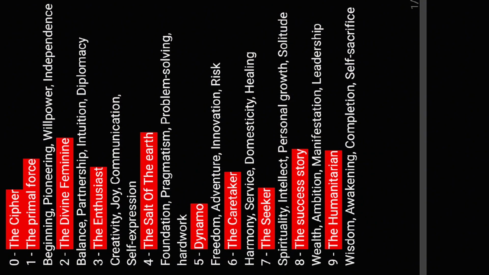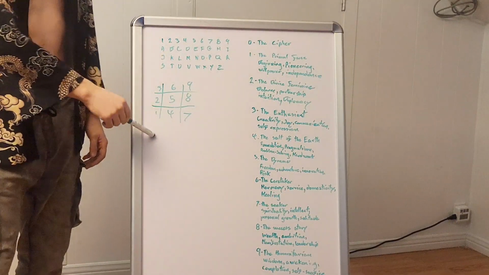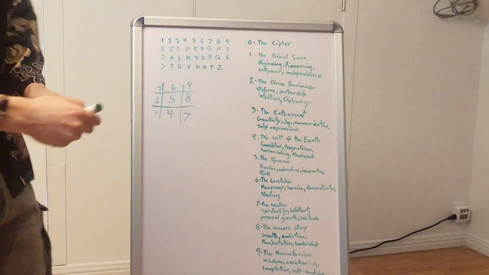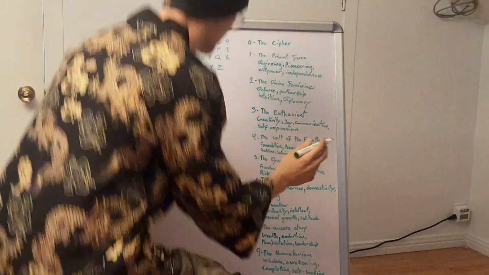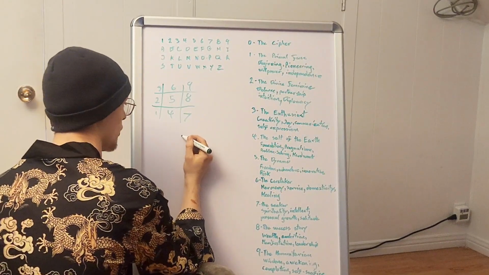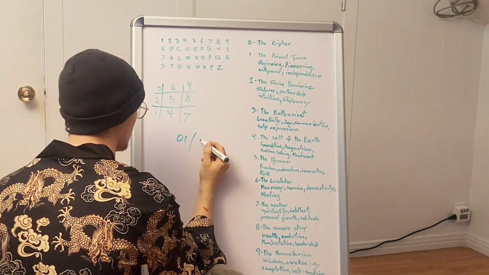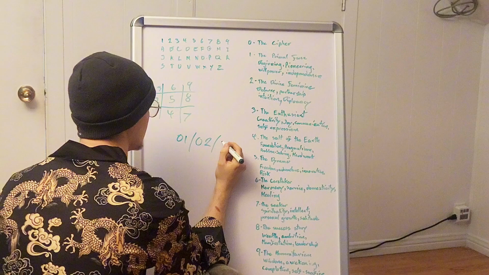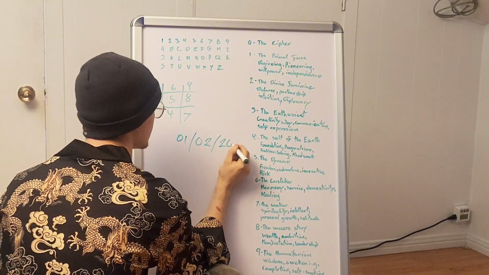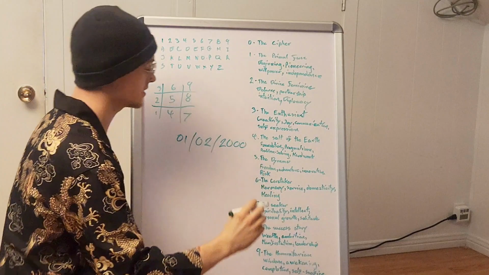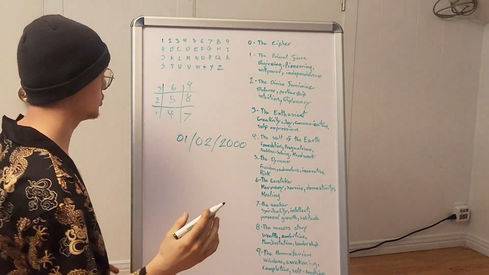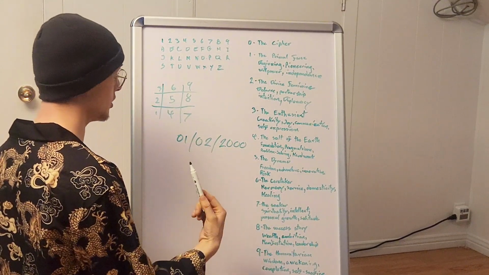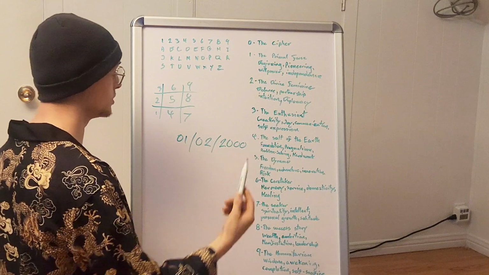So, this over here is the method that you use in your birth chart. Let's just say your birthday is the 01 of 02 of 2000. That's an easy one. So you were born on the 1st of February, 2000.